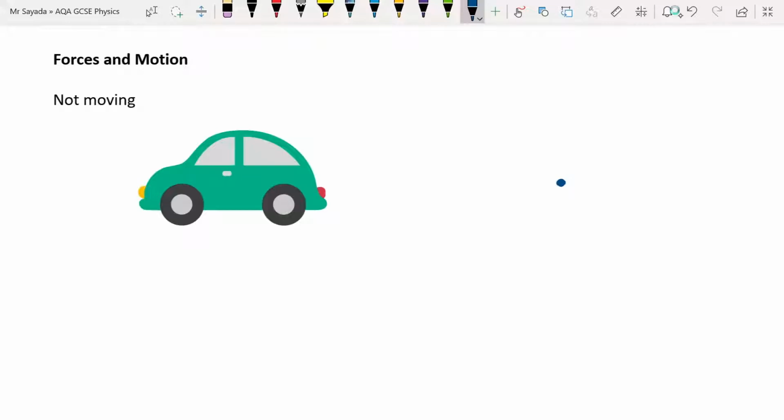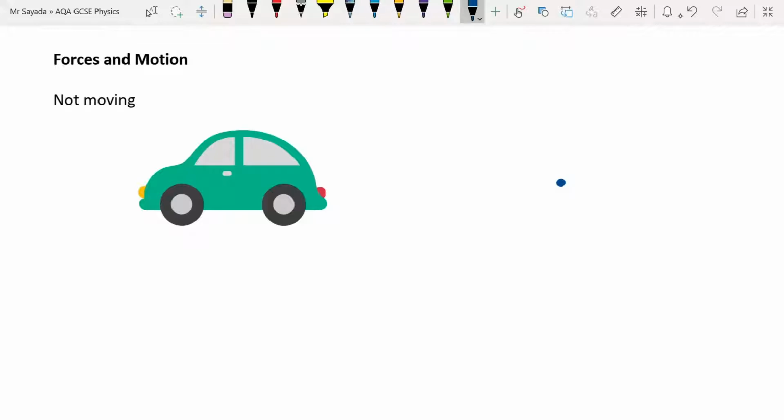I'd like all your forces to be horizontal. So for example, you could draw equal forces to the right and to the left, or you could draw a bigger force to the right and a smaller force to the left. Or of course, you could draw a bigger force to the left and a smaller force to the right. So I'd like you to choose one of those options, and I'd like you to pause the video while you draw your diagram.